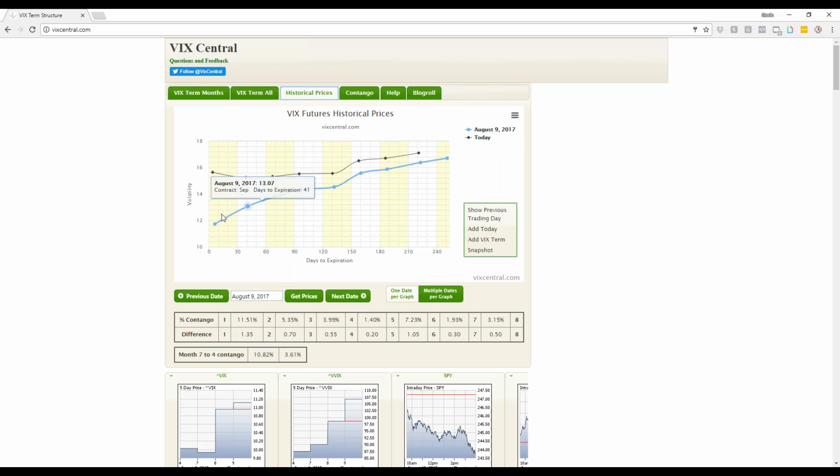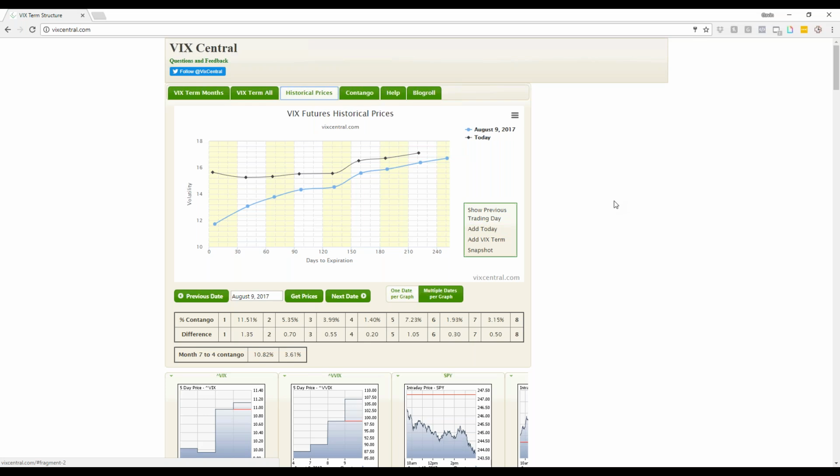So the blue line here on the graph that we're looking at is yesterday. So that was the VIX curve structure yesterday. That's what we would call contango, where the front months are low and then it just gradually goes up over time. Today, with the volatility spike, we've gone into backwardation where the front month is actually higher than the next couple of months. Okay, so contango is a term that comes from the futures market.